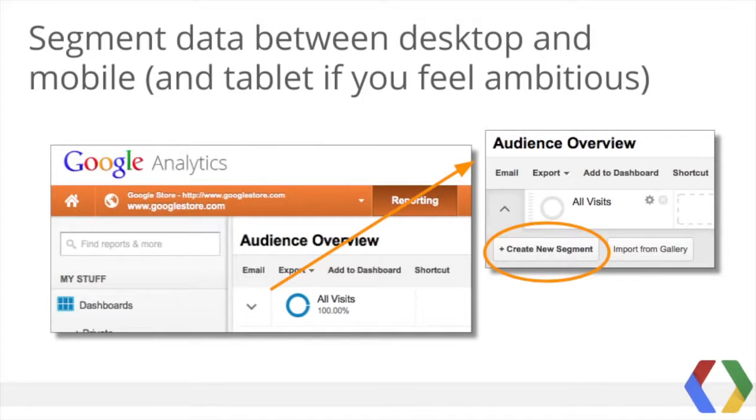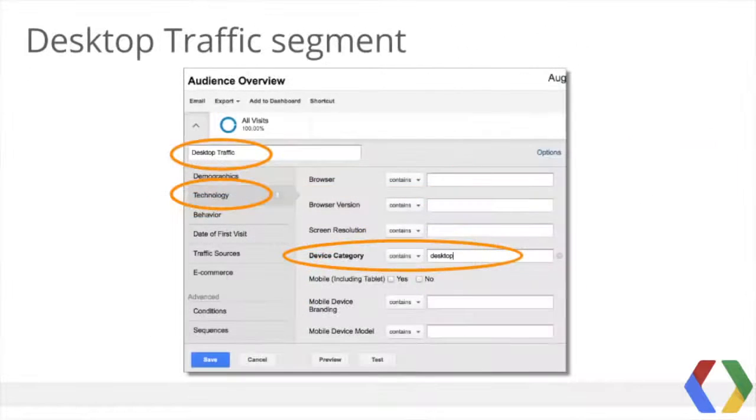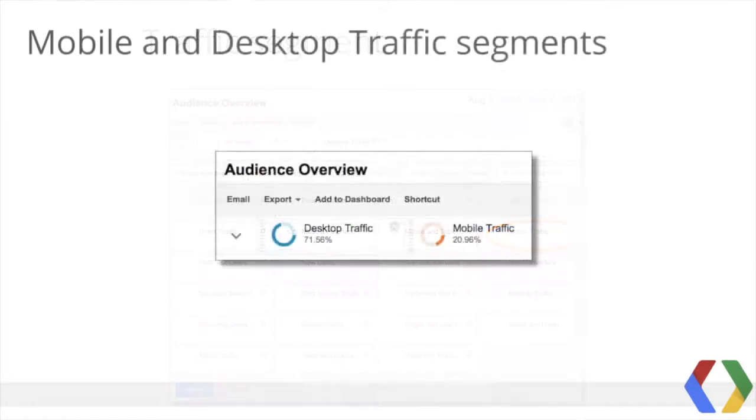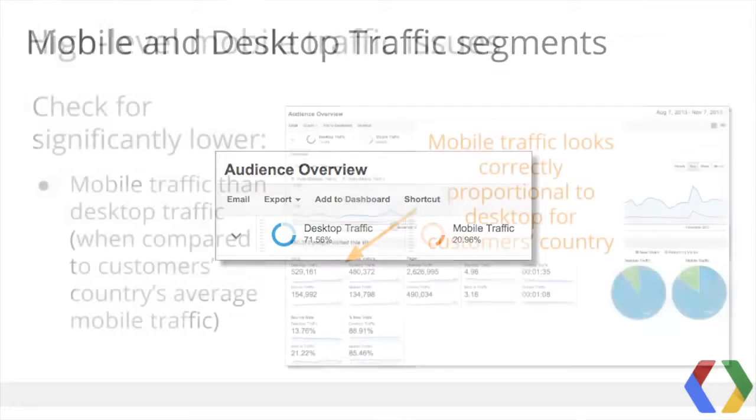Let's segment our analytics data between desktop and mobile traffic. I might even segment tablet if I feel ambitious. In Google Analytics, select Create New Segment. Create a desktop traffic segment by selecting Technology and filtering when the device category contains desktop. The mobile traffic segment can be created by using an available preset. Now when I look at my analytics data, I can see behavior differences between mobile and desktop visitors.